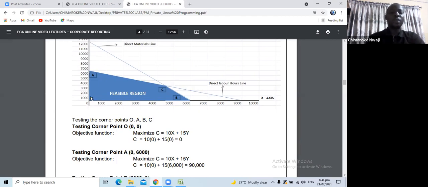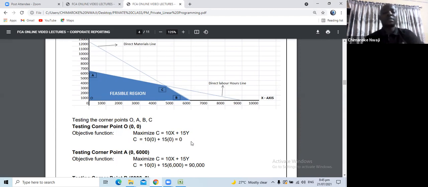At corner O, we have 0, 0. That means X is 0, Y is 0. So if we say 10 times 0 is 0, plus 15 times 0 is 0, your contribution is 0. So it means that when you do nothing, you do not produce X and Y, you will not make any contribution. So this is not the optimal contribution.